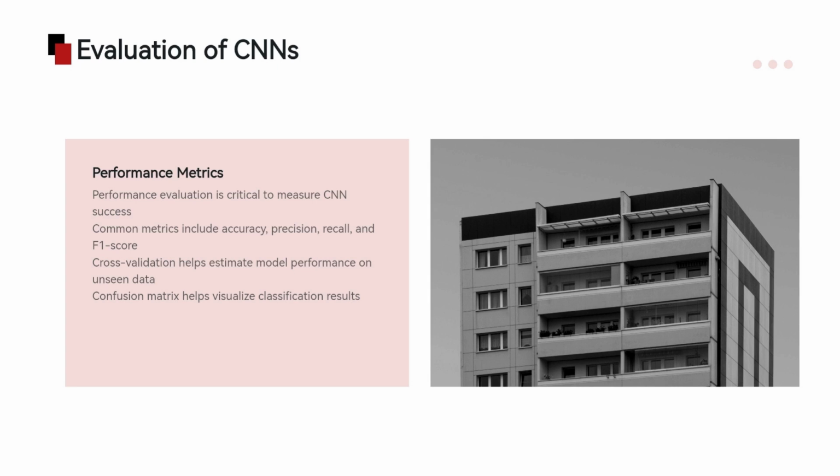Additionally, a confusion matrix is a valuable tool for visualizing how the model performs on different classes, showing the number of true positives, true negatives, and false negatives. Cross-validation is another important technique for evaluating CNNs. By splitting the data into multiple folds and training the model on different subsets, we can get a better estimate of how the model will perform on new data.